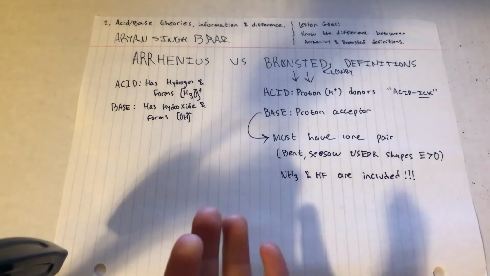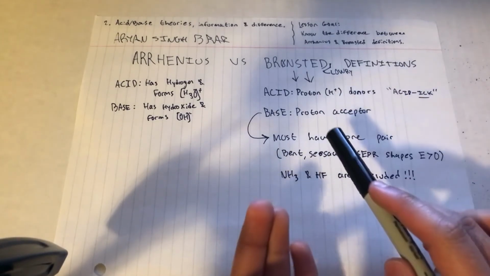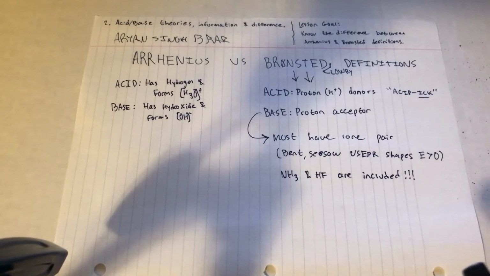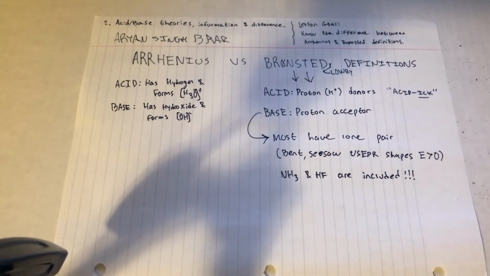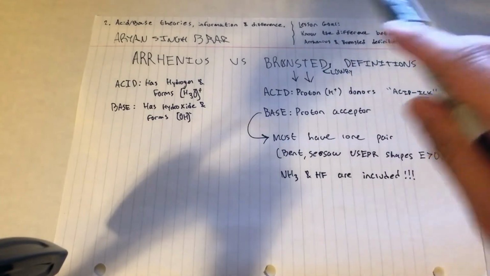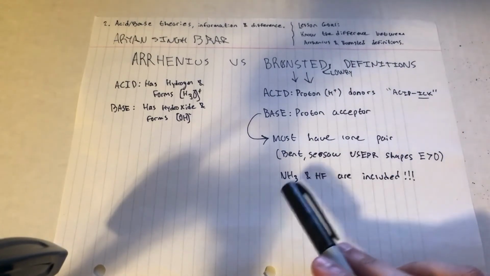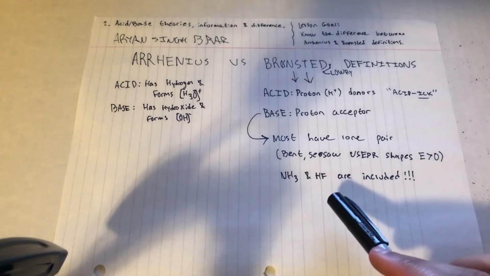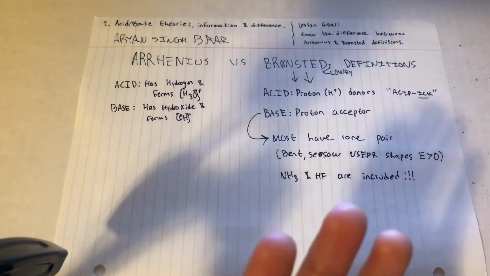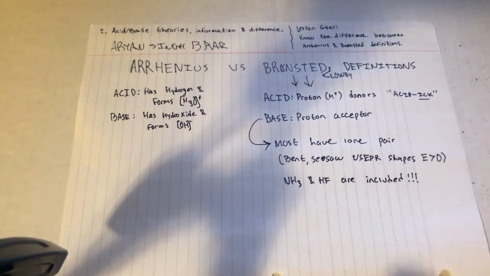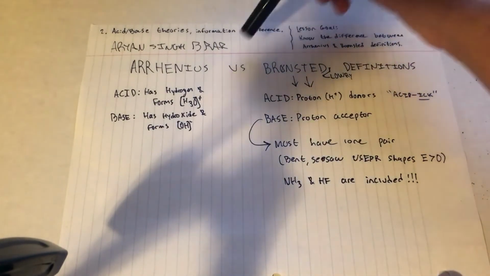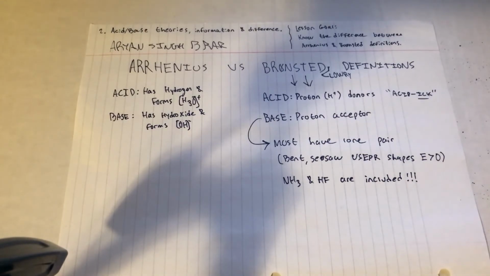The only thing to memorize is bases in this definition must have a lone pair. So they could be like a bent shape according to VSEPR, or seesaw, another VSEPR shape, or just the E value is greater than 0. And what this does is ammonia and hydrogen fluoride, those are bases that weren't included in the Arrhenius definition, but they are in this one. So that's the big improvement of this definition.